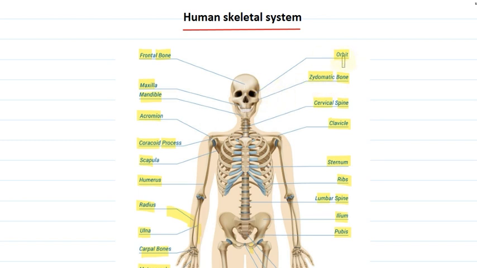Then finally there is orbit, which is the skeletal cavity comprising 7 bones situated within the skull. Okay, this cavity provides mechanical protection for the eye and other soft tissue structures. Okay, so this was about the whole human skeletal system.